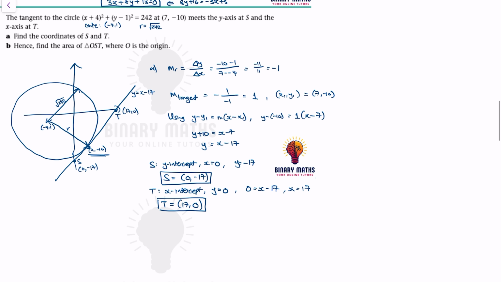Okay, part B now. It says find the area of triangle OST, where O is the origin. So if I were to use a different color, this is O, and we're trying to work out this, which is a right angle triangle. Because it's a right angle triangle, it's half times base times height, which is half times 17 times 17, which is equal to 289 over 2 units squared, because it's area.